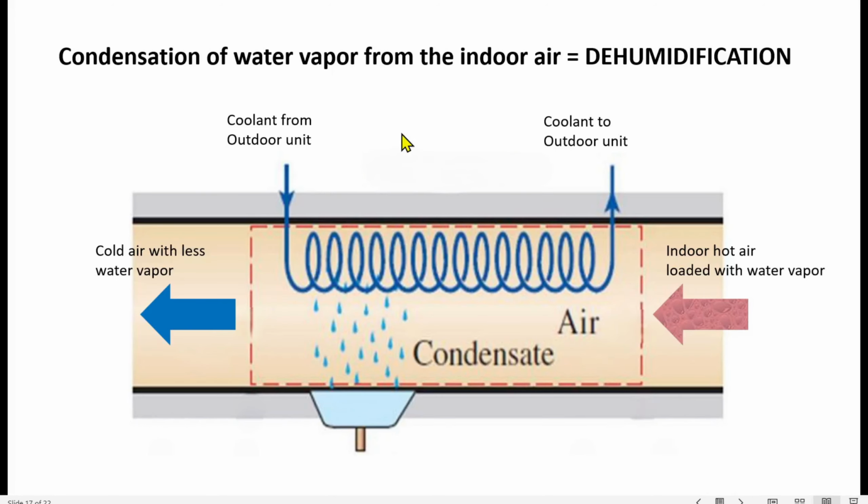Let's see now how the condensation takes place. Condensation of water vapor from the indoor air results in dehumidification. Indoor hot air loaded with water vapor enters a cooled element. It takes condensation. The energy from the condensation is taken from this element by the coolant from the outdoor unit. It takes it to the outdoor unit to recharge and cool this element again, and cooled air with less water vapor goes outside.